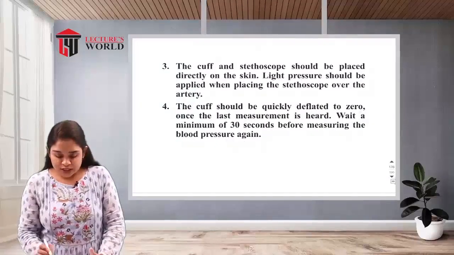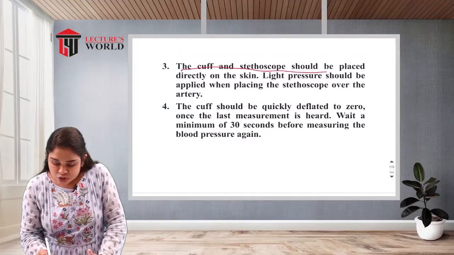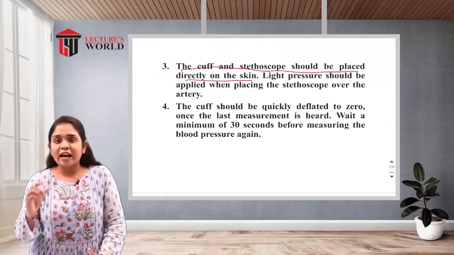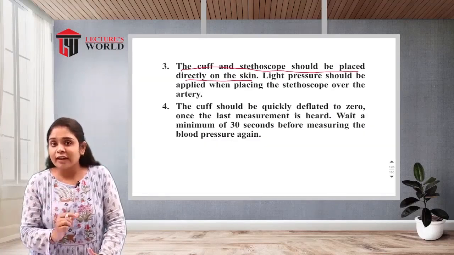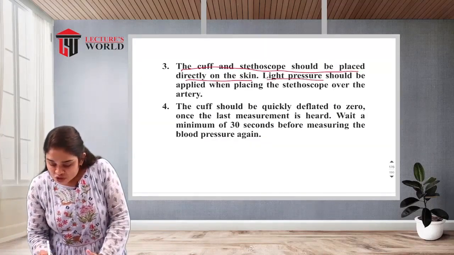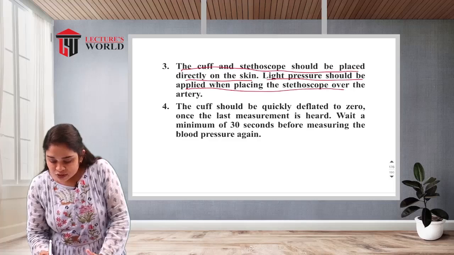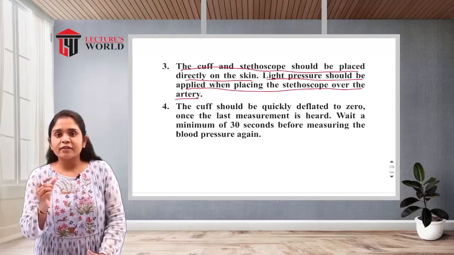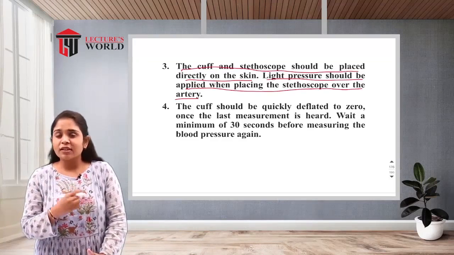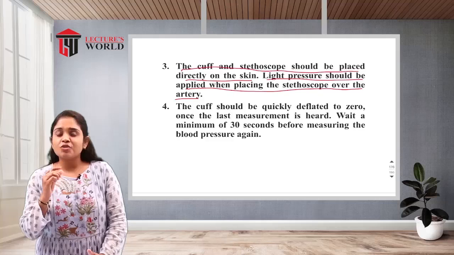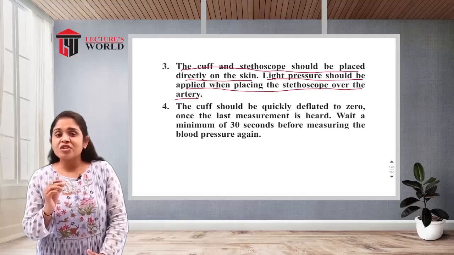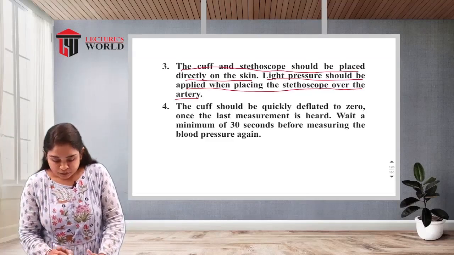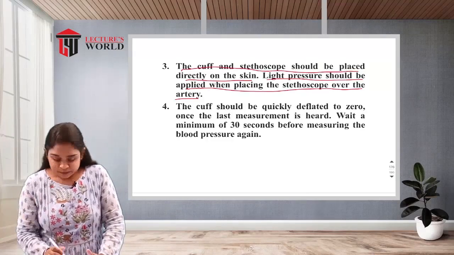during the entire procedure. The cuff and stethoscope should be placed directly on the skin. So make sure you are keeping the diaphragm of the stethoscope directly on the skin. Light pressure should be applied when placing the stethoscope over the arteries. When we are placing the diaphragm over the arteries, make sure you are pressing gently. A gentle pressure has to be applied, then only you will be able to hear the heart sound or the pulse sound.